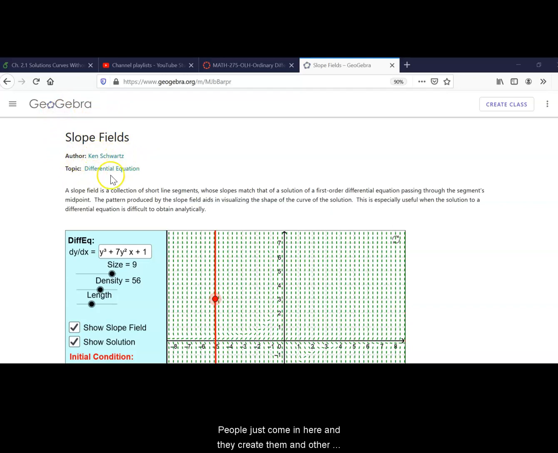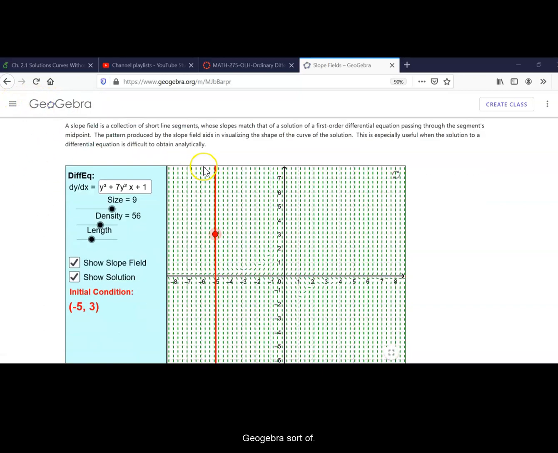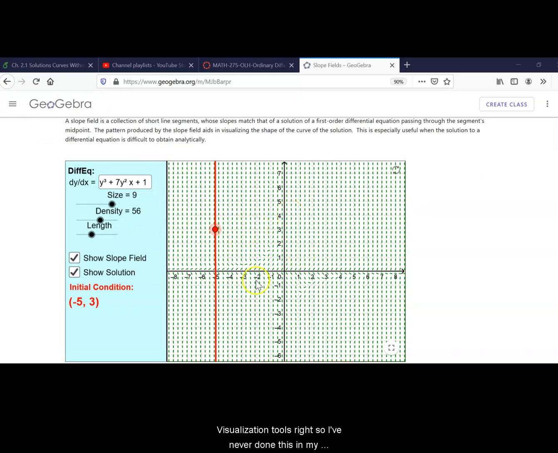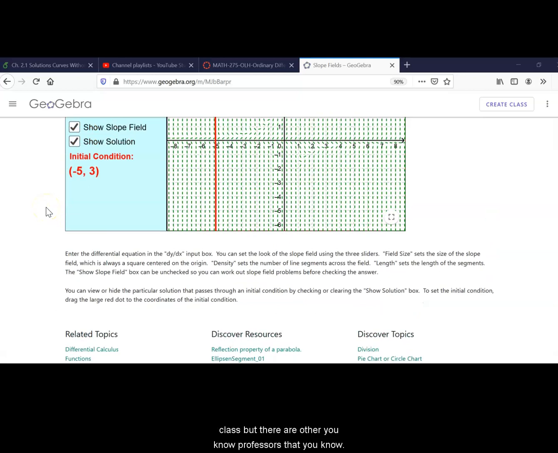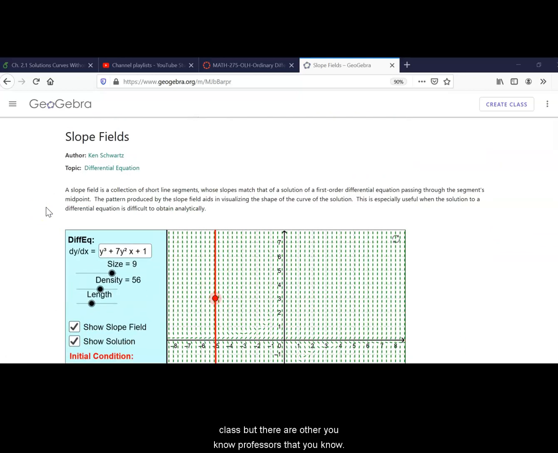People just come in here and create them, and there's a lot of student-generated GeoGebra visualization tools. I've never done this in my class, but there are other professors who assign it as a project: I want you to create XYZ in GeoGebra.